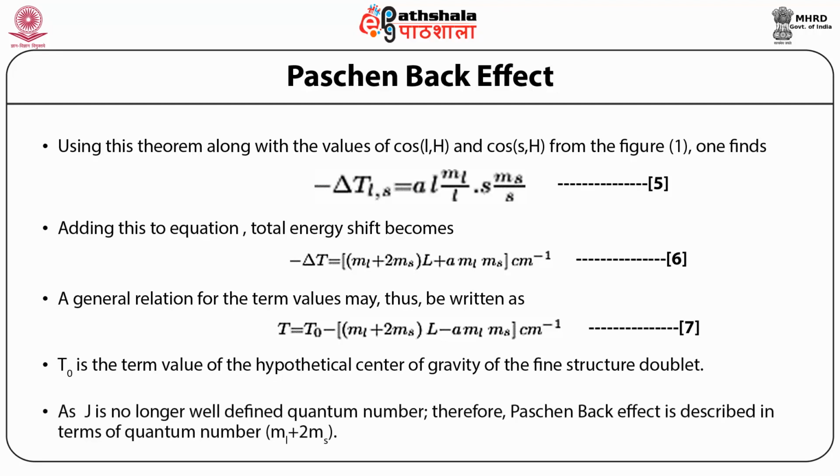As J is no longer a well-defined quantum number, the Paschen-Back effect is described in terms of the quantum number m_l + 2m_s. So, summarizing all these, what we have learnt is that the Zeeman and Stark effects are due to the effects of external magnetic and external electric fields, respectively, on the structure of atoms or molecules. The effects are observed through the modification of spectral features such as strength, polarization, width, and position of emission or absorption lines. The structure of the anomalous effect is more complicated than that of the normal effect. The field dependence is also more complicated.